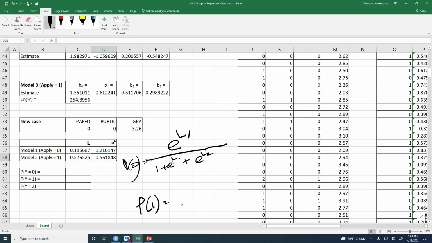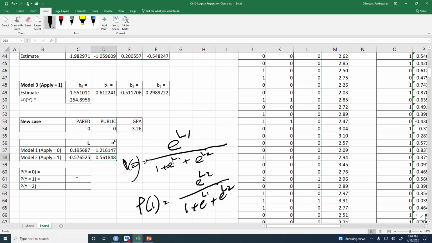1 is, you have the same denominator, and with some algebra you can derive all this, but I'm not going to go through the derivation. So e to the power of L sub 2. So that would be p sub 0 and then p sub 1, and then the third one will be the difference such that it adds up to 1.